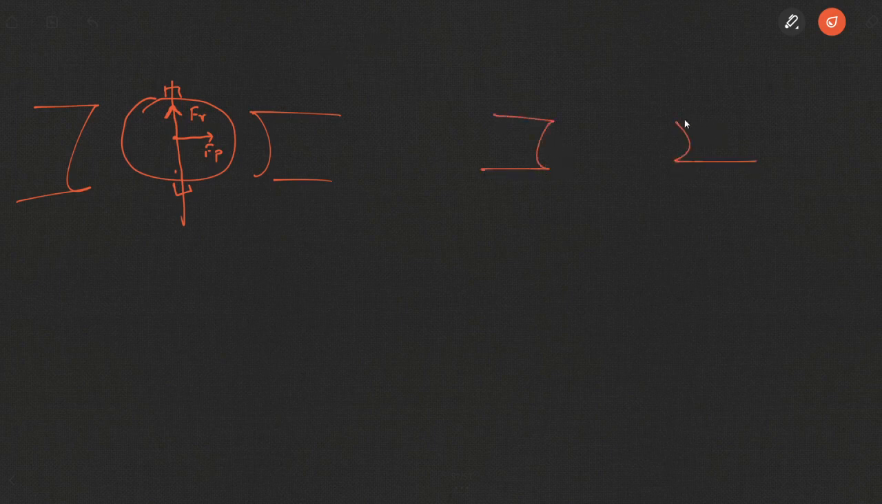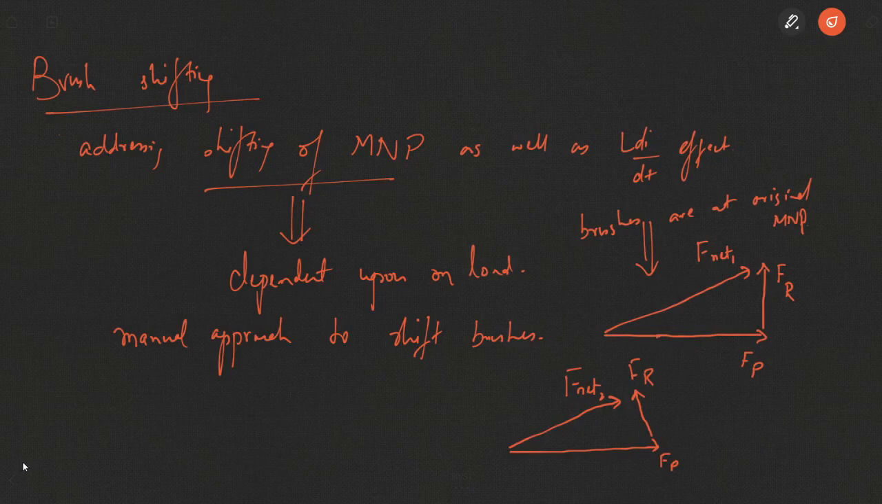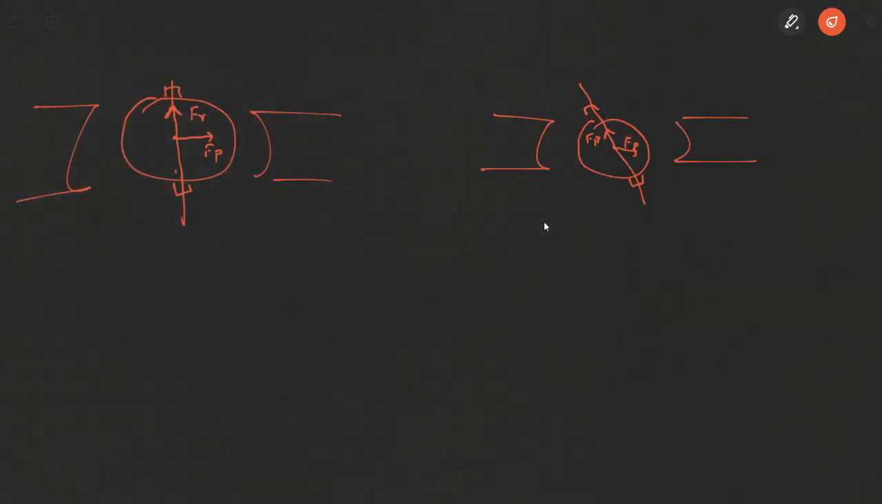Now, with shifted brushes, brushes being placed at the new magnetic neutral plane, FR will be in this direction, while FP is still in this direction only. So there is an angle produced between FR and FP that will cause the flux weakening in the system. So the brush shifting method helps in reducing the sparking of the brushes, but there are two issues. One, we do not know exactly what the load will be, so we cannot exactly predict where the magnetic neutral plane will be, so it is more of a manual approach. Two, it causes flux weakening.